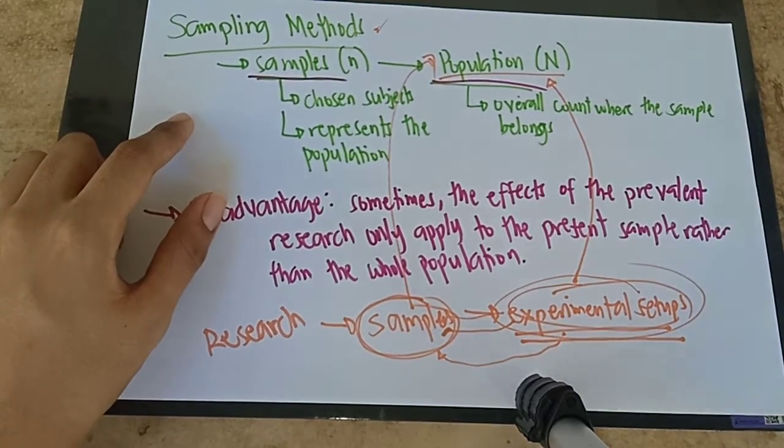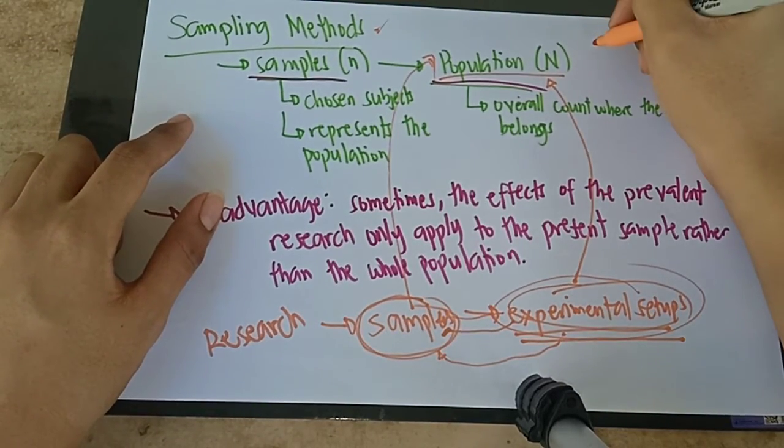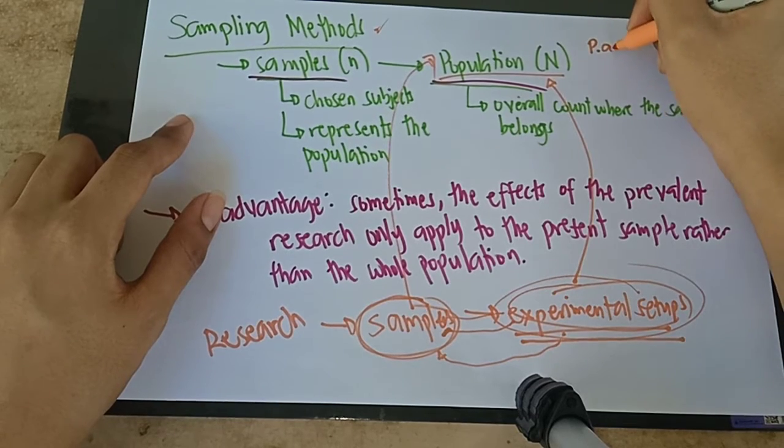Let's say we have a species of bacteria. Let's say we have Pseudomonas aeruginosa.